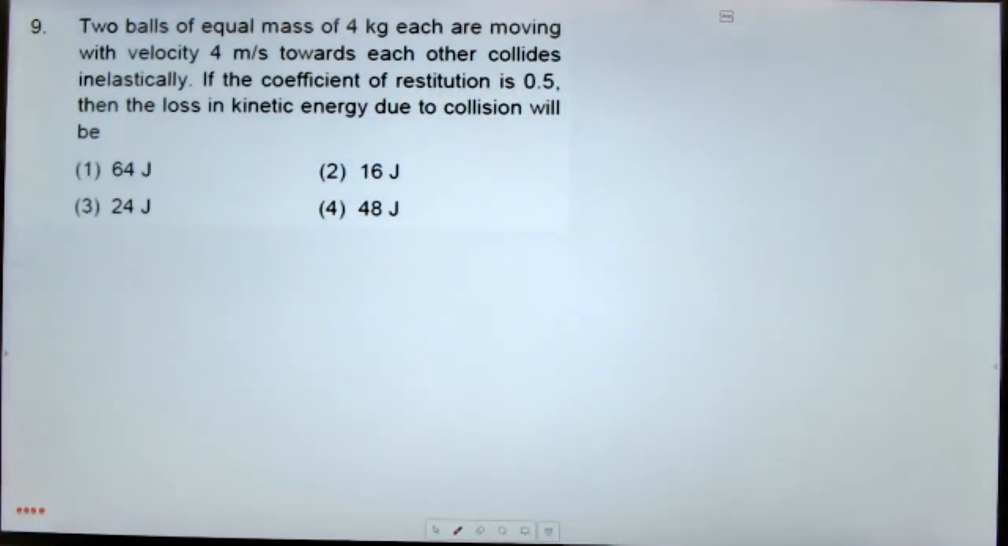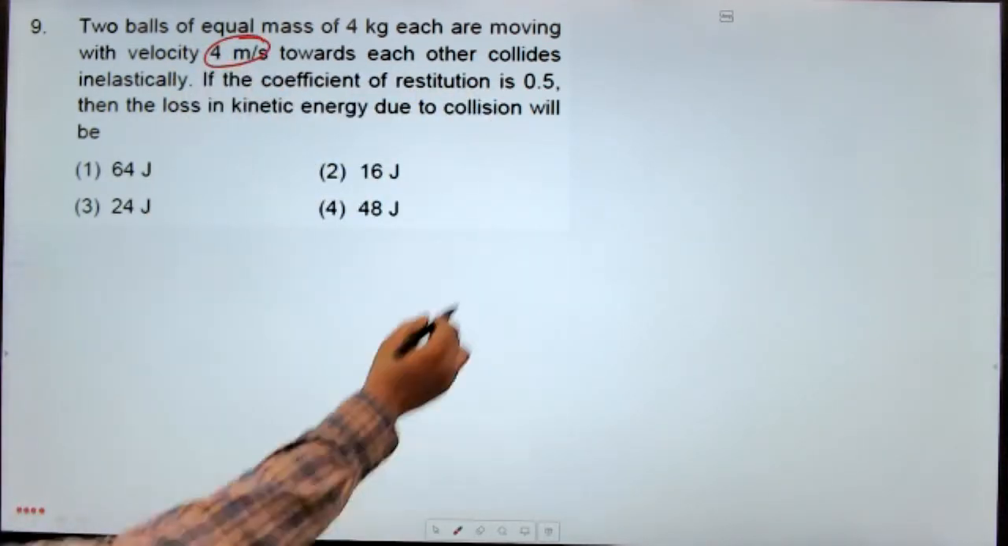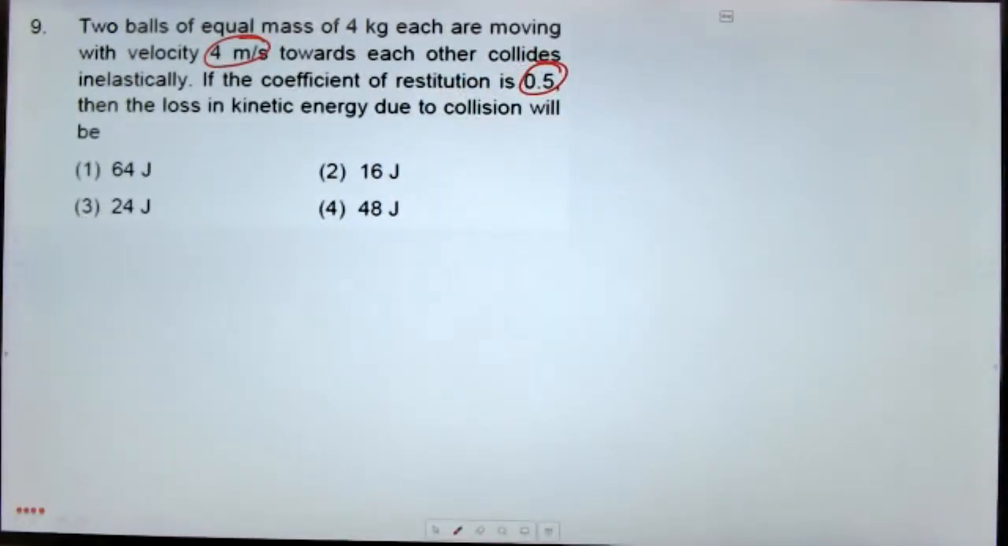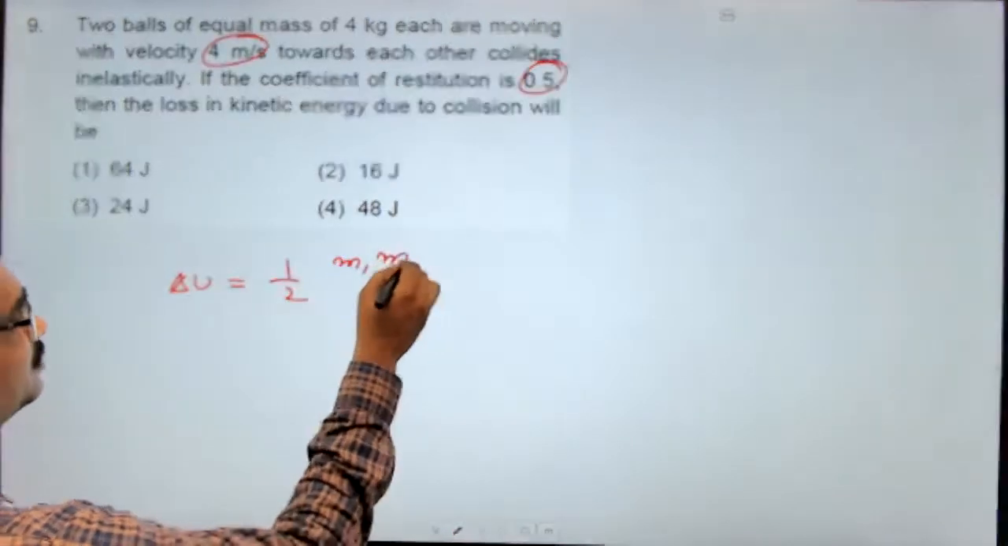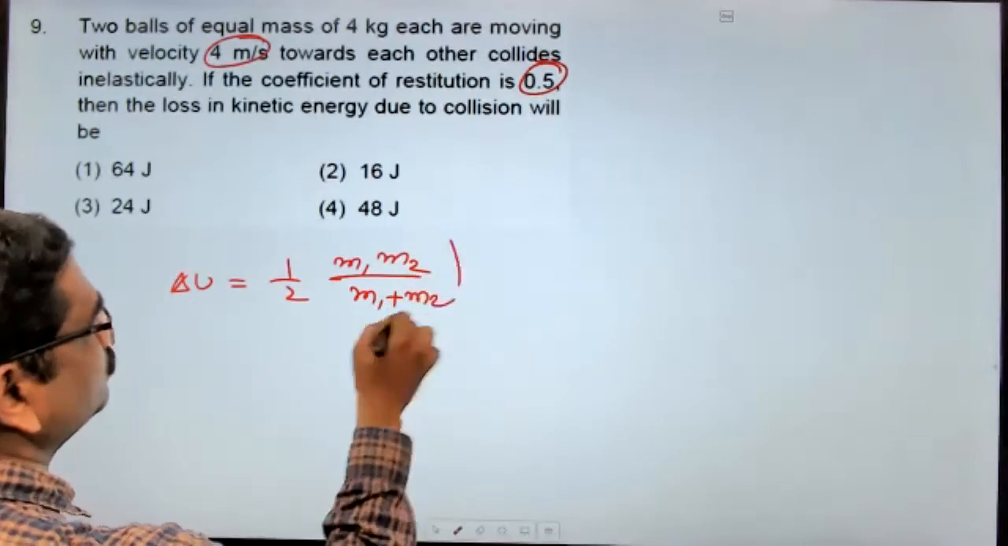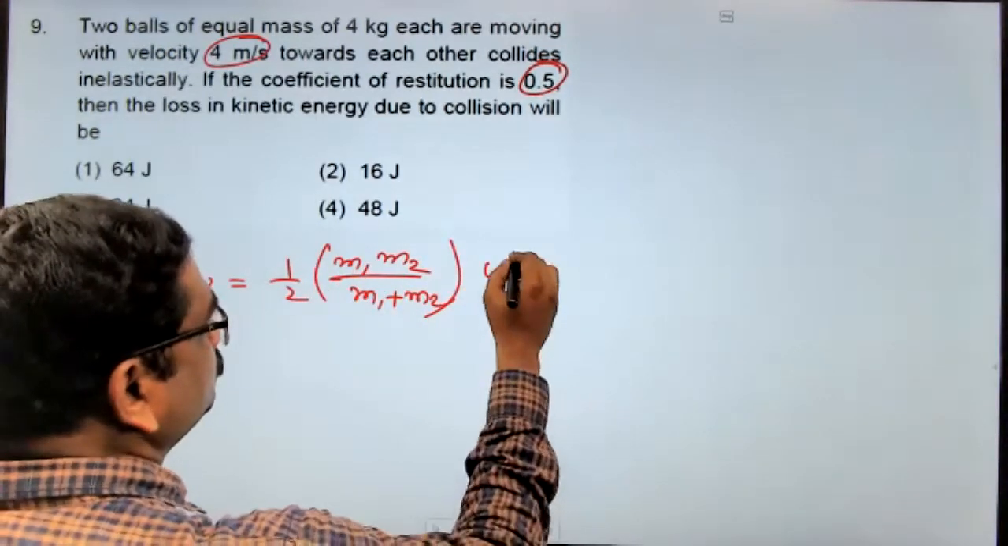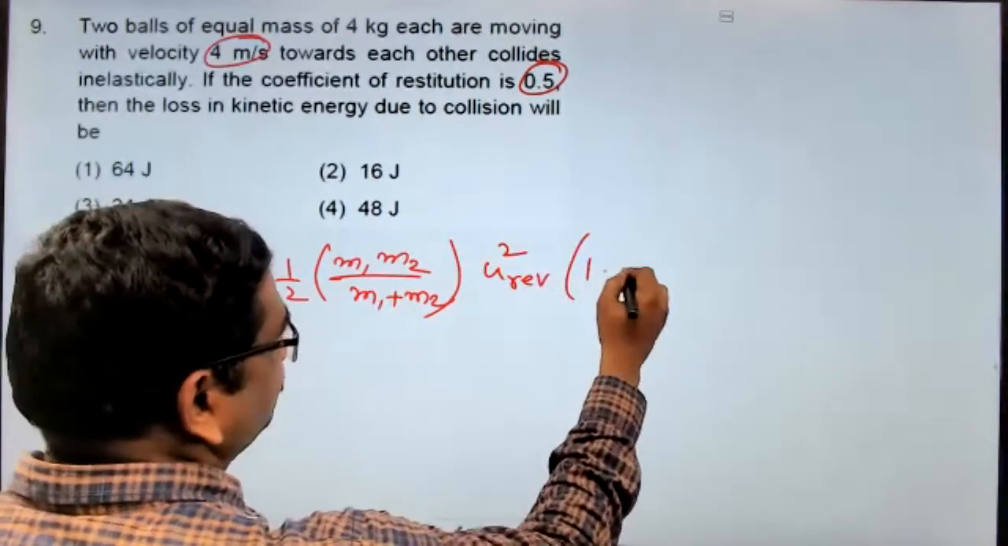Next one. Two balls of equal masses, 4 kg each, moving with velocity 4 meter per second towards each other, collide inelastically with a coefficient of restitution 0.5. Then find the loss in kinetic energy due to the collision. So here we need to calculate loss in kinetic energy. What is the formula for loss in kinetic energy? That is equal to 1/2 into m1 m2 by m1 plus m2 into u relative whole square into 1 minus e square.